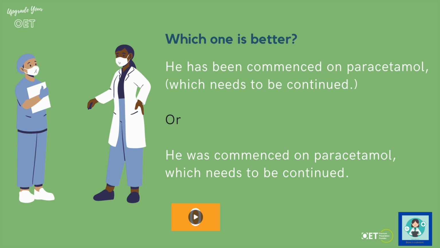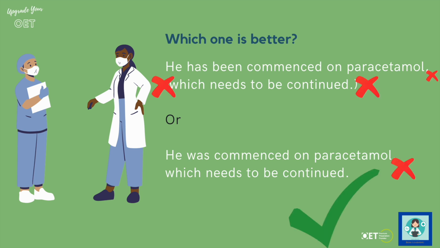What do you think? Well, in this case, the grammar is actually all right in the second one, but we do need to change it. And here we need to take away these commas. He has been commenced on paracetamol, which needs to be continued, and we take away these brackets. It's all the same sentence, which refers to the paracetamol, so we don't need the comma here because we're using the definite relative clause rather than an indefinite relative clause.